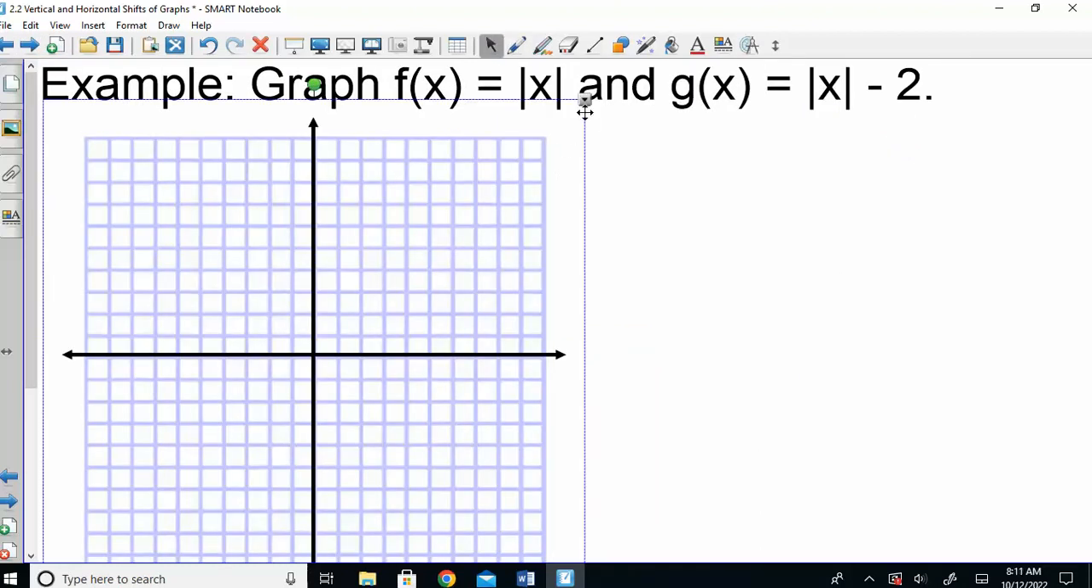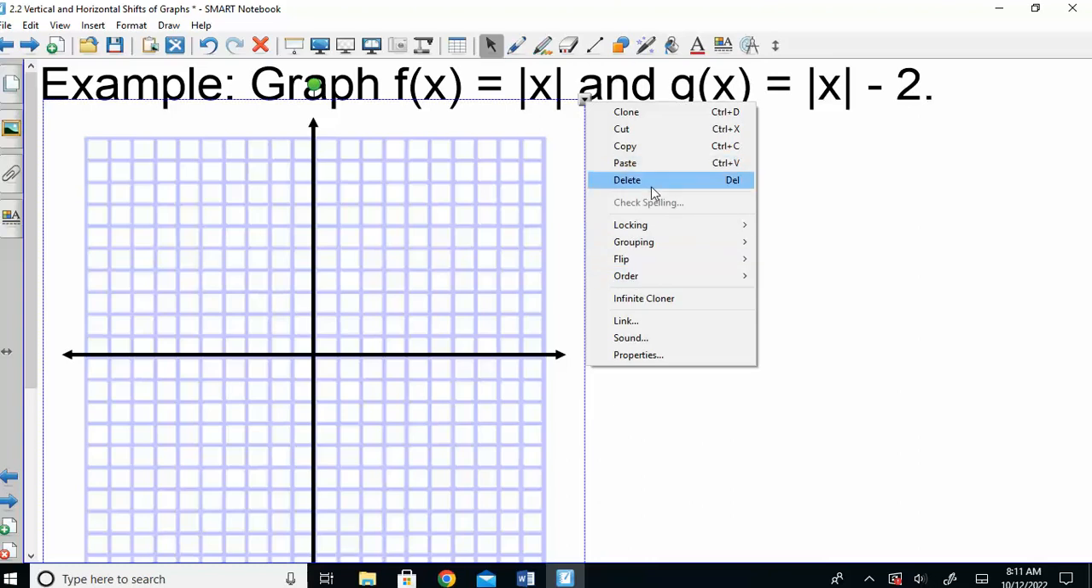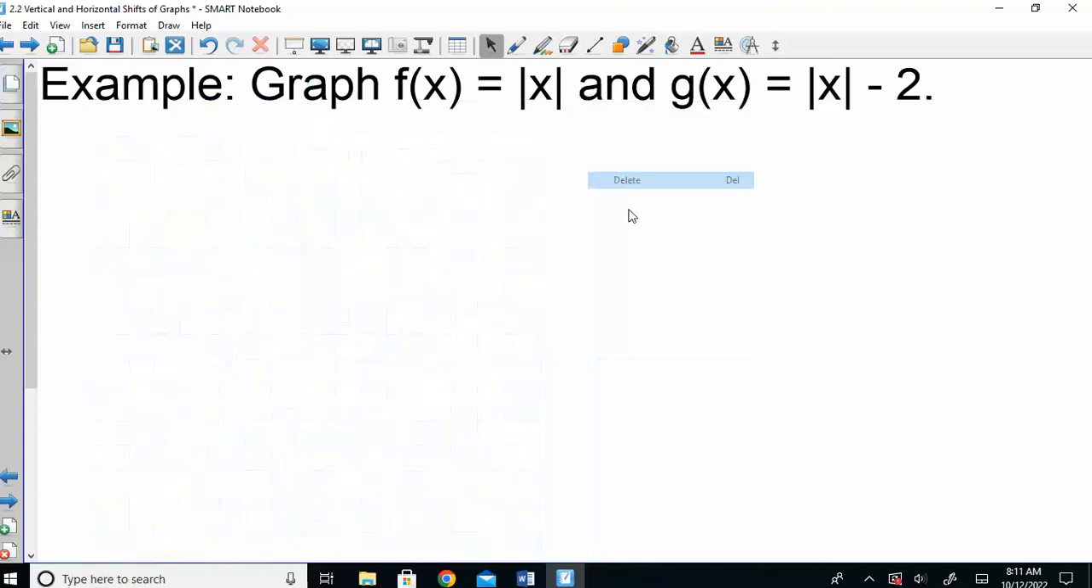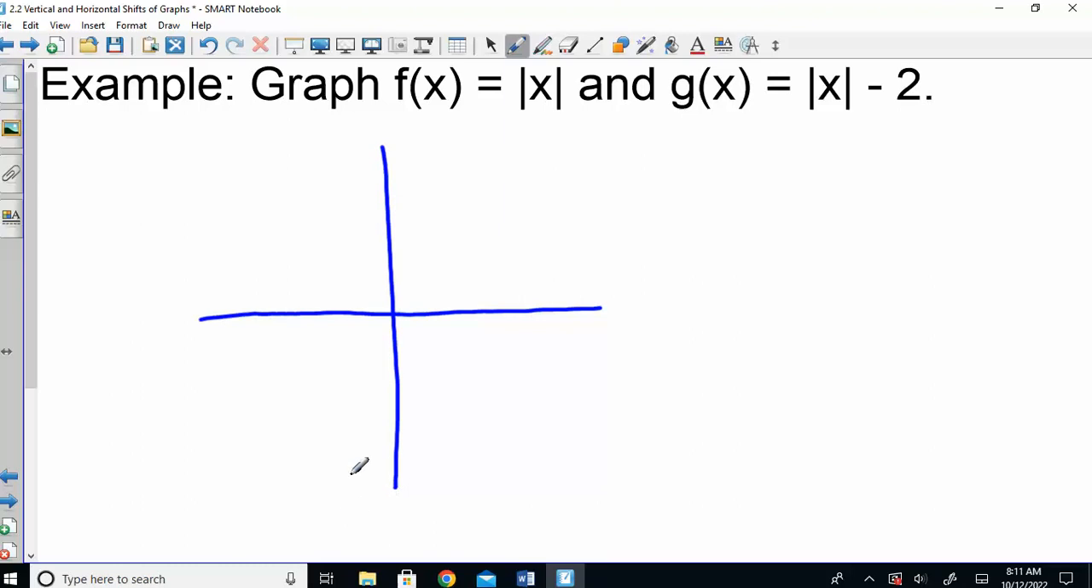All right. So let's take the absolute value of x and the absolute value of x minus 2. So absolute value of x, that's my parent function. What does it look like? V, yep.